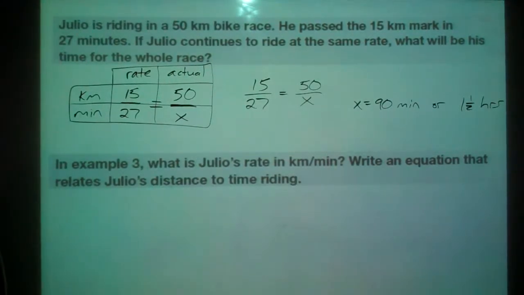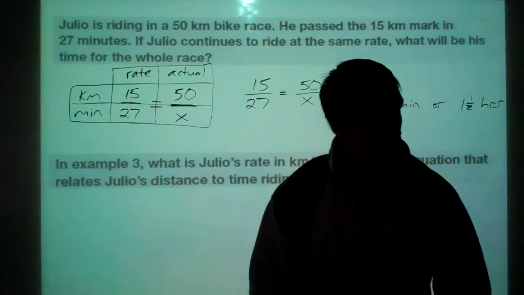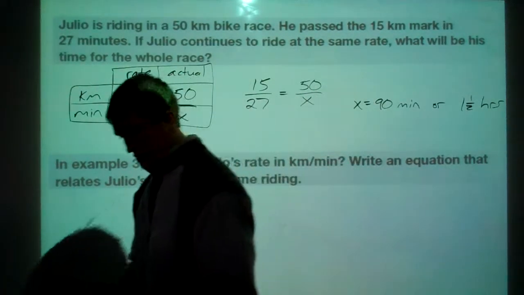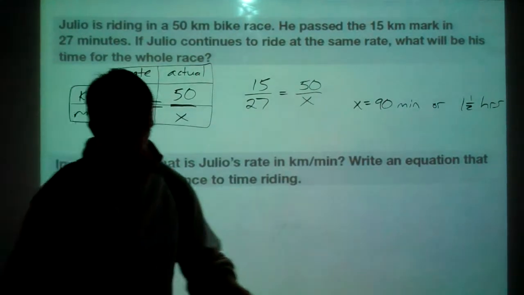So, looks like it would be, check my book here real quick, just to make sure we're on the right track. I gotta check my time too. We're getting there. Alright. So, kilometers per minute is what we're looking for. We want to write an equation that relates his distance to his time riding. We can do that. Okay.